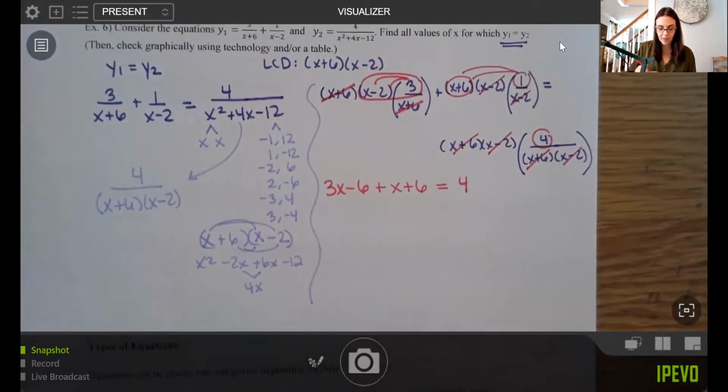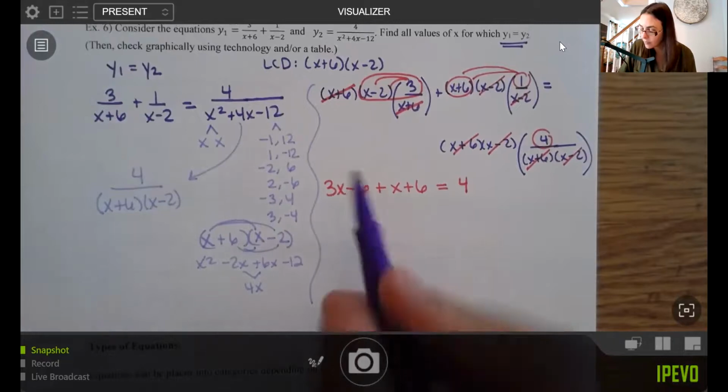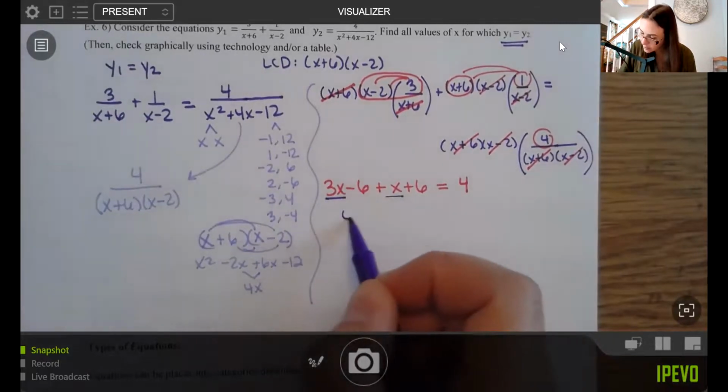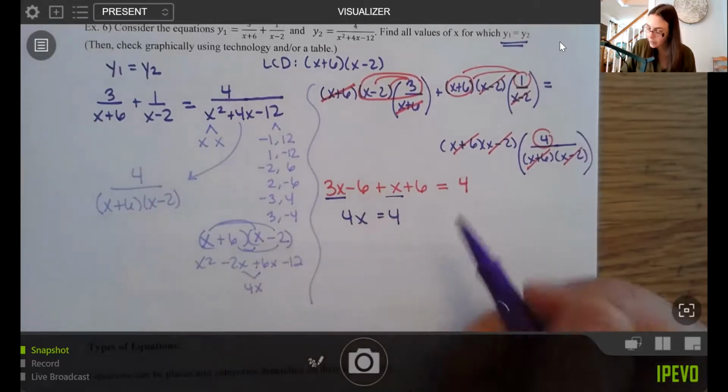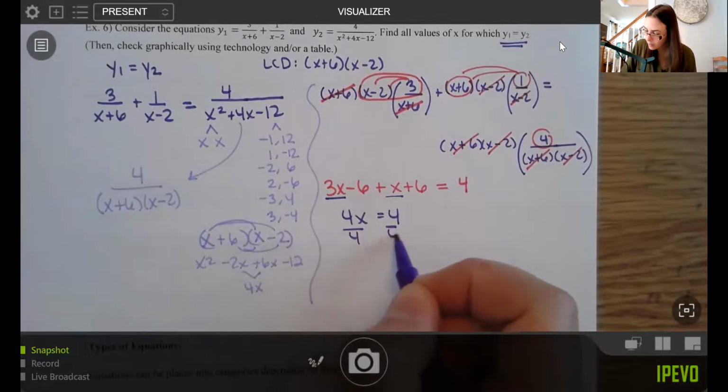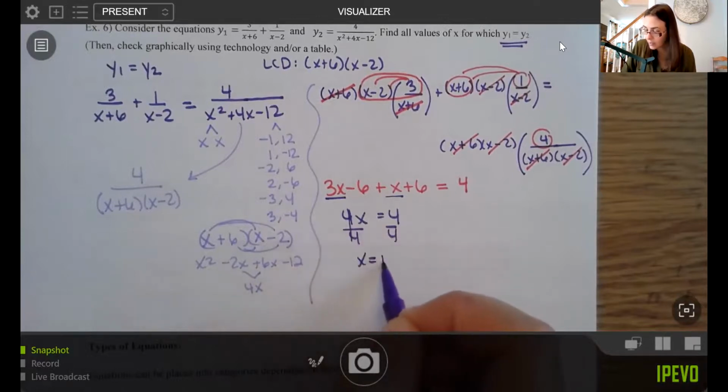I'm going to keep simplifying here. So on the left, 3x and x is 4x. Minus 6 and 6 is actually just 0, so it cancels out. And I'm going to go ahead and solve. And I actually get the nice answer, surprisingly, of x equals 1.